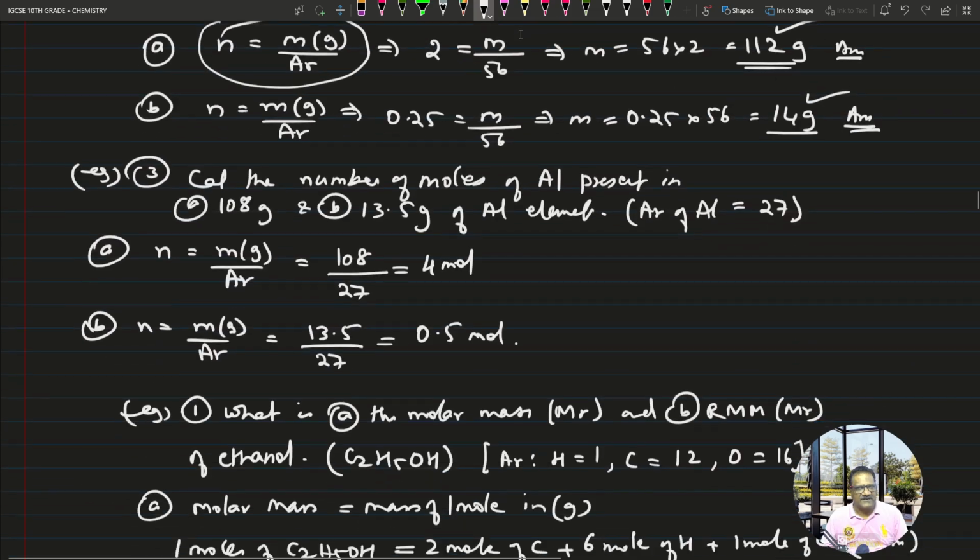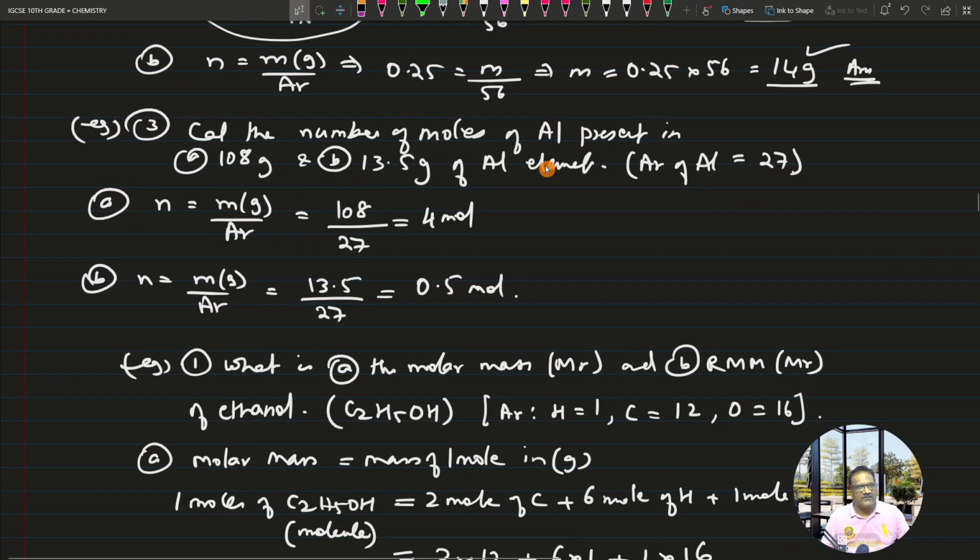Next is example number 3. Calculate the number of moles of aluminium present in (A) 108 gram and (B) 13.5 gram of aluminium element. Now this is a question where the mass in gram is given to you and they have asked you to find out the number of moles. Again the formula will be the same: N is equal to M in grams upon AR. But now you are supposed to find the number of moles. M is given as 108 grams, so N is 108 divided by AR. AR for aluminium is 27. So 108 upon 27 works out to 4. So the answer will be 4 mol.